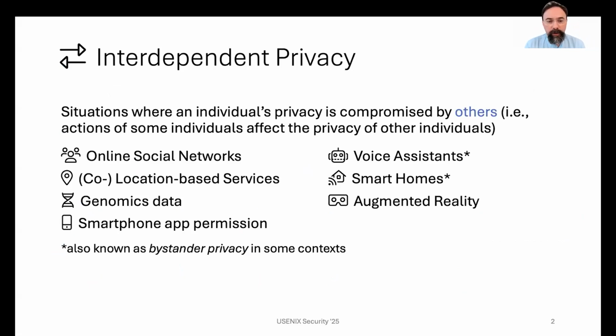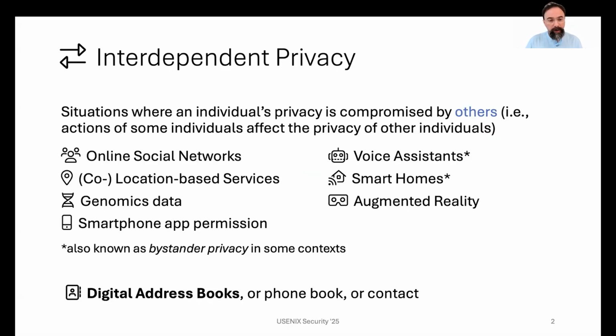Let me start with the concept of interdependent privacy. This refers to situations where one person's privacy can be affected by the action of others. In other words, even if I'm careful about my data, someone else's behavior, like sharing, uploading, or tagging, can still compromise my privacy. The issue has been studied in areas like online social networks, location sharing apps, and even genomics. In some domains, it's also referred to as bystander privacy, especially in contexts like voice assistants or smart homes.